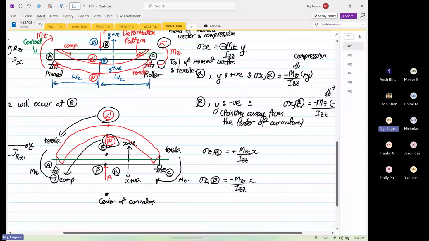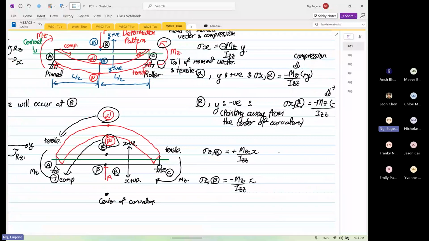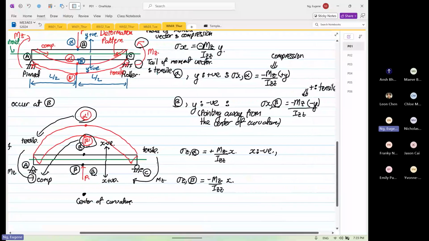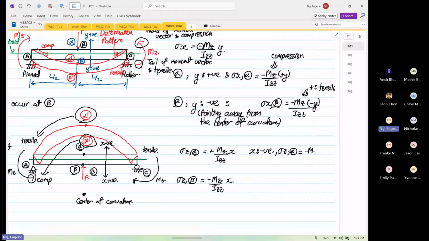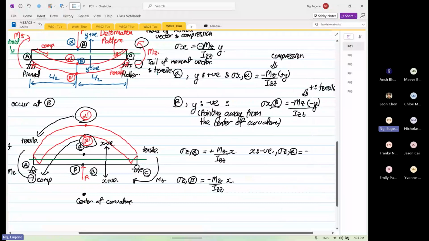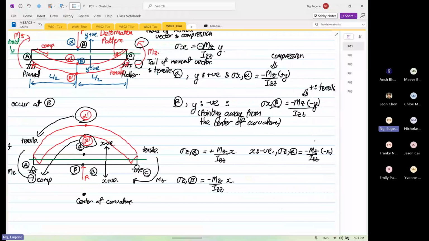So we will have stress Z. Now for this case, our x at point alpha, x is what? X is negative. So when you apply the formula, stress Z alpha is equal to negative Mz over Izz multiplied by negative x. So that is why negative and negative will give you what? Tension.